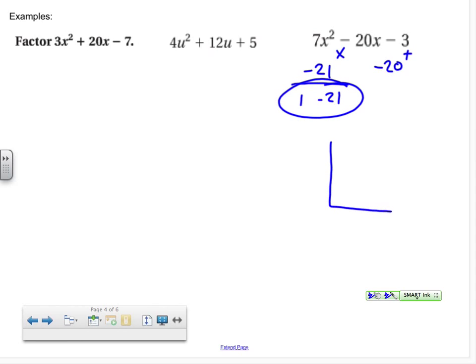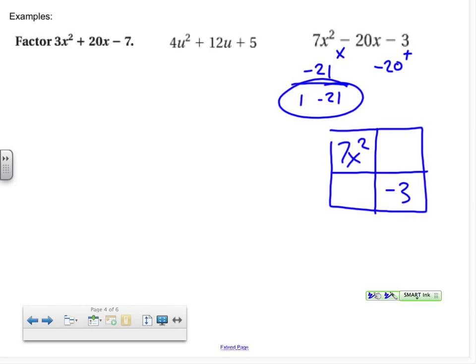Throw our terms in the boxes. Our first term is 7x squared. Our last term is negative 3. And then the negative 20x we split to 1x and negative 21x. And then we're going to look left, right, up, down. In common this way is just a 1. In common this way, 7x squared and negative 21x have 7 and x in common.